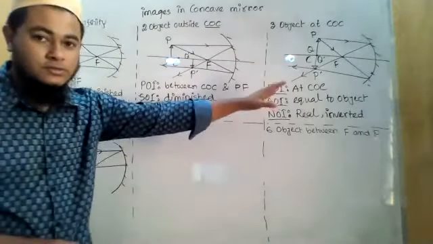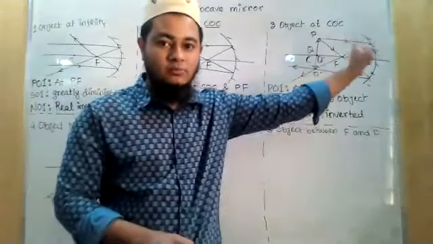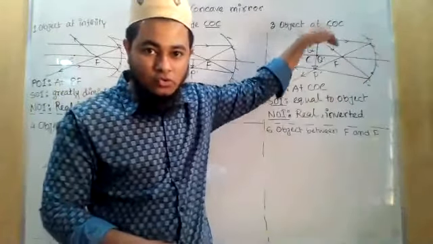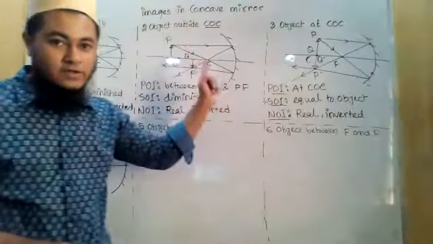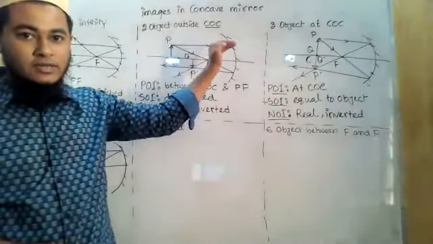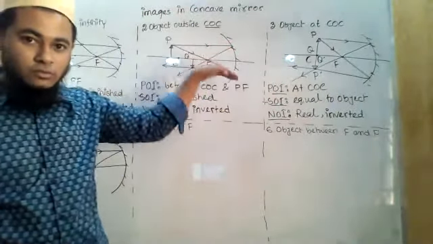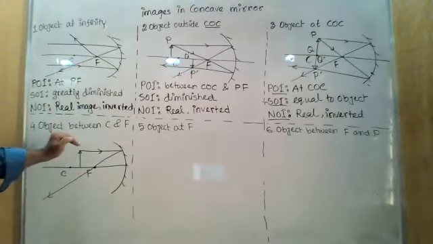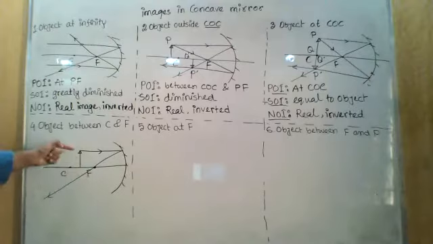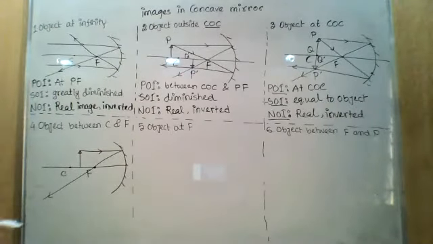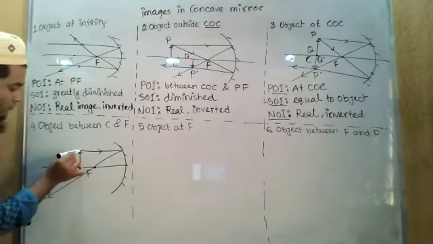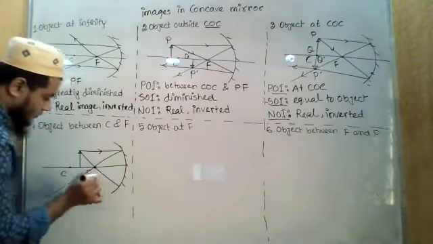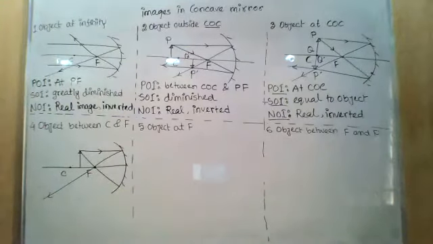See, one incident ray parallel to the principal axis, another incident ray through the principal focus. In every case, we are doing this. One ray parallel to the principal axis, another one through the principal focus. Very good. Number one, we have already drawn, that is parallel to the principal axis. Then the second one, we will draw through the principal focus.